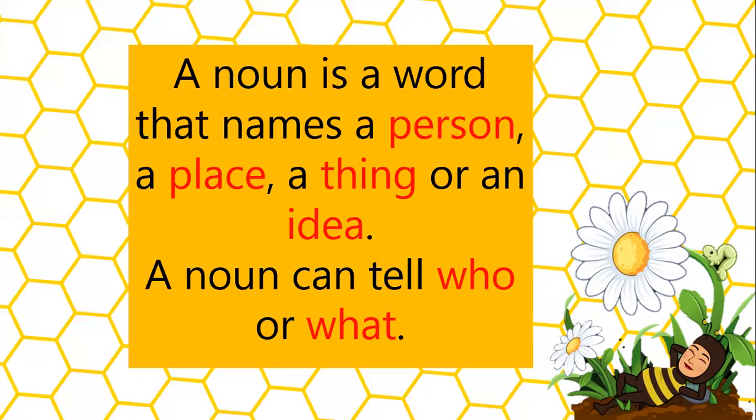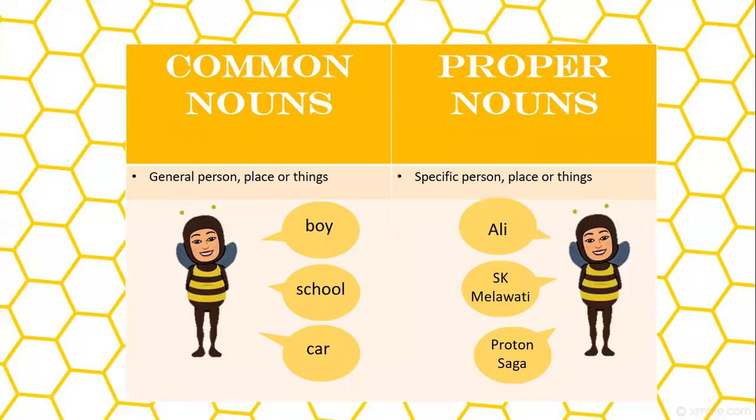What about things, animals, places? Now nouns are divided into two: common nouns and proper nouns. Common nouns are general persons, places, or things. For example, a boy, budak lelaki. School, sekolah. Car, kereta. These are common nouns.